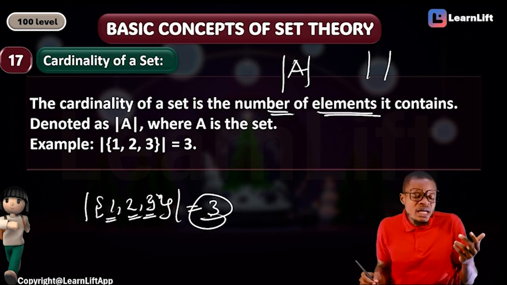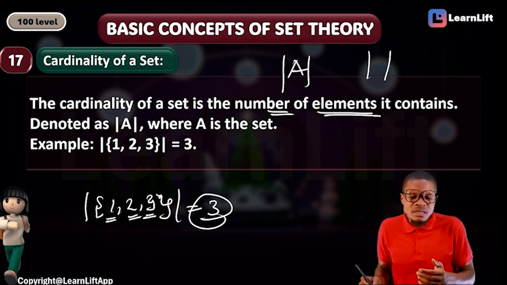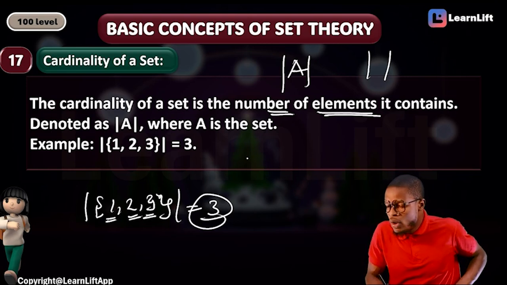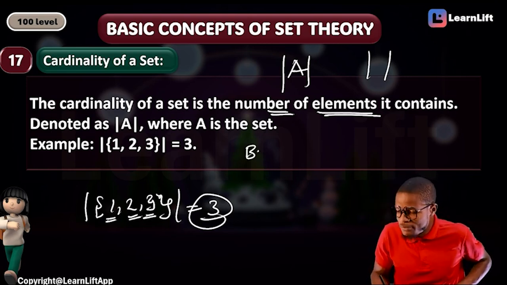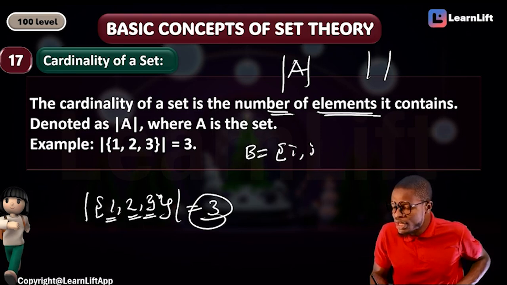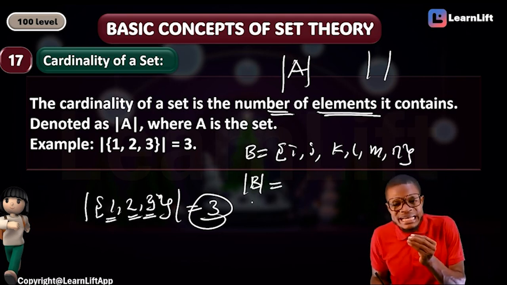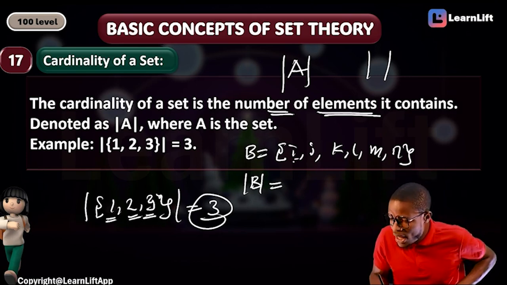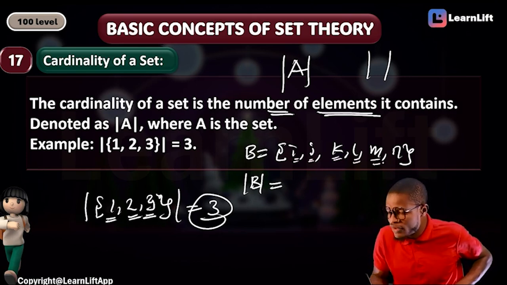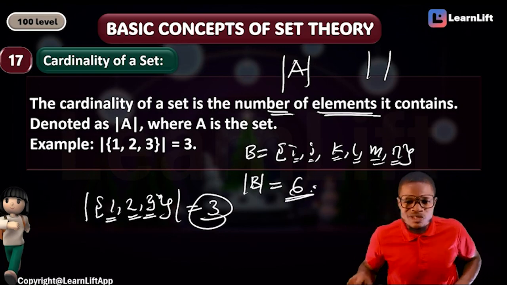Somebody will ask, is it because 3 is at the back side that you are using 3? No. Let's say, for example, I have my set B. Set B here is I, J, K, L, M, N, for example. And then they say find the cardinality of your set B. What is the cardinality of set B? The number of elements contained in that set. So here is your 1, 2, 3, 4, 5, 6. How many elements do we have there? 6. So that is the cardinality of the set.